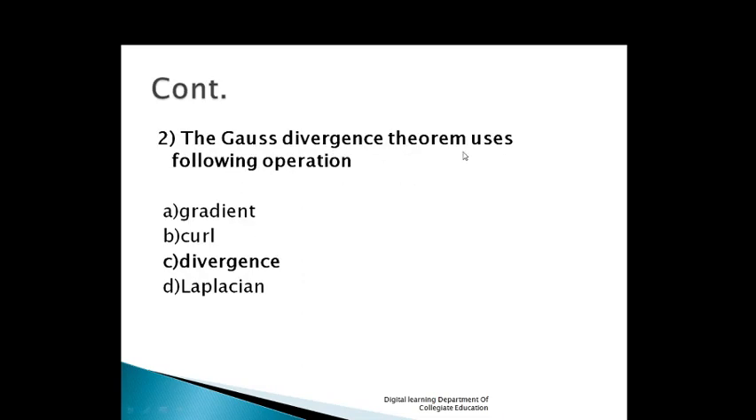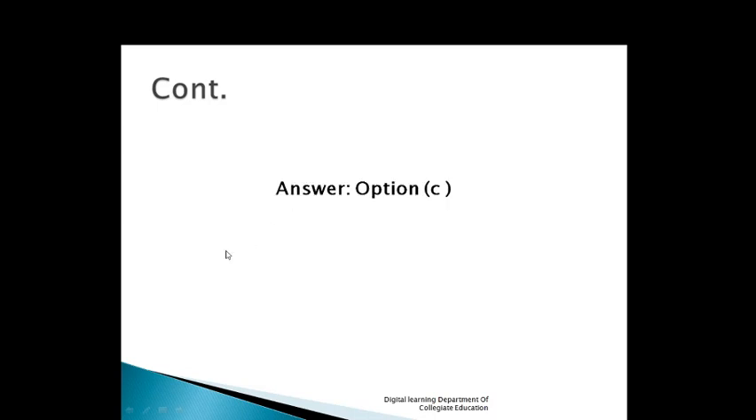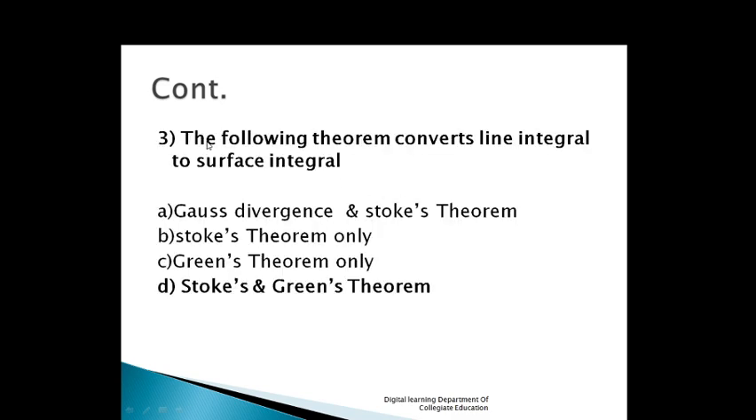The Gauss divergence theorem uses the following operation. Option A, gradient; option B, curl; option C, divergence; option D, Laplacian. The Gauss divergence theorem uses the divergence operation. Answer: option C.